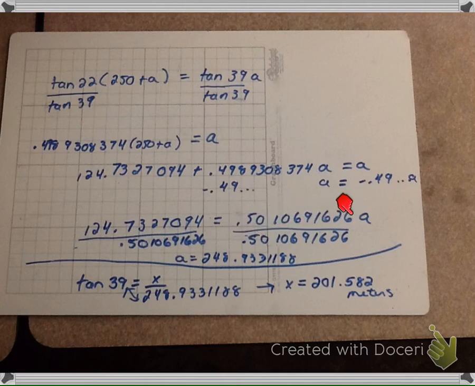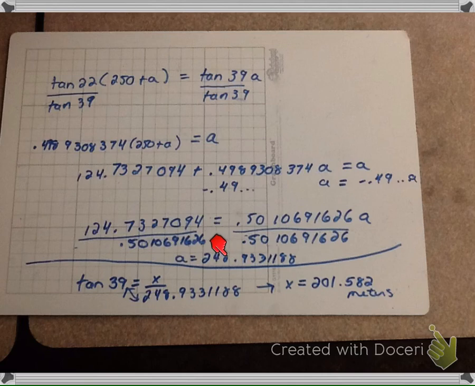Now all I have to do to get the a by itself is divide by the number in front of it that's being multiplied by the a, and I did that on both sides, and that gave me a equals, a is equal to 248.9331188. That is the distance from where you first were when the angle of elevation was 39 to the base of the mountain. So now you have to figure out what the height of the mountain is.